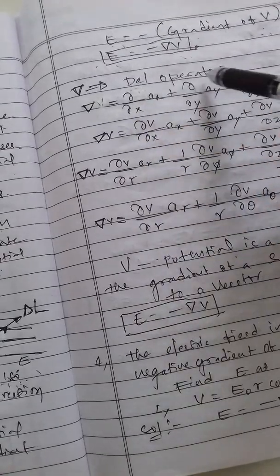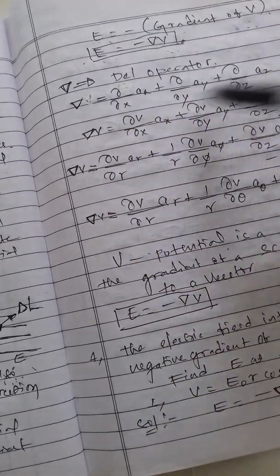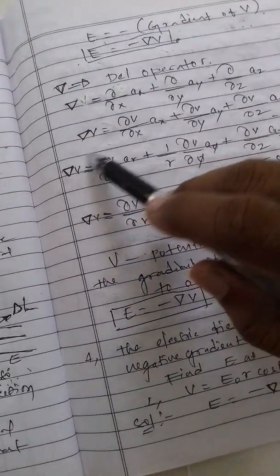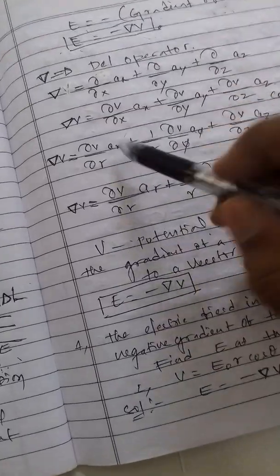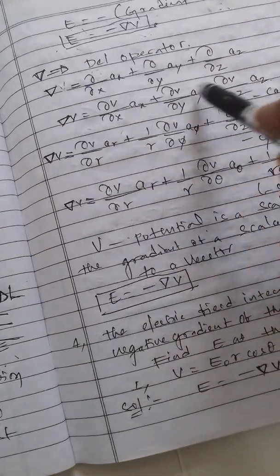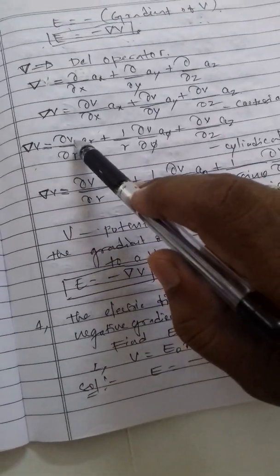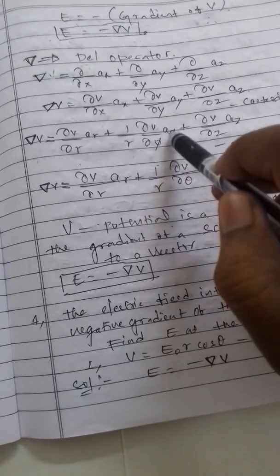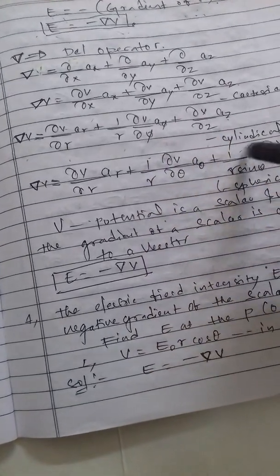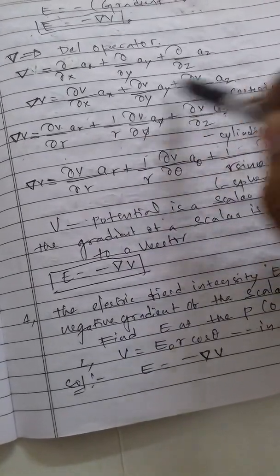That del is known as the del operator, because del is dou by dou x a_x plus dou by dou y a_y plus dou by dou z a_z. Del V is equal to dou V by dou x a_x plus dou V by dou y a_y plus dou V by dou z a_z. Because here del is known as these terms. Del V in the cylindrical coordinate system is dou V by dou r a_r plus 1 by r dou V by dou phi a_phi plus dou V by dou z a_z. This is for the Cartesian coordinates.